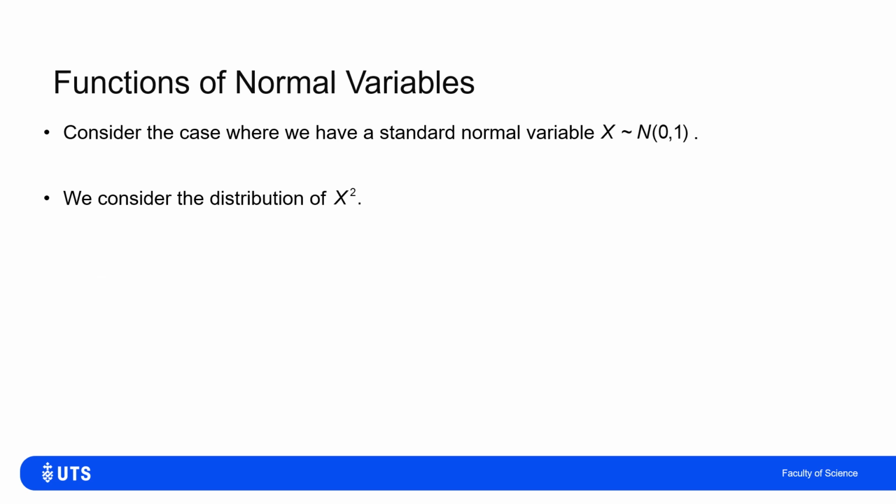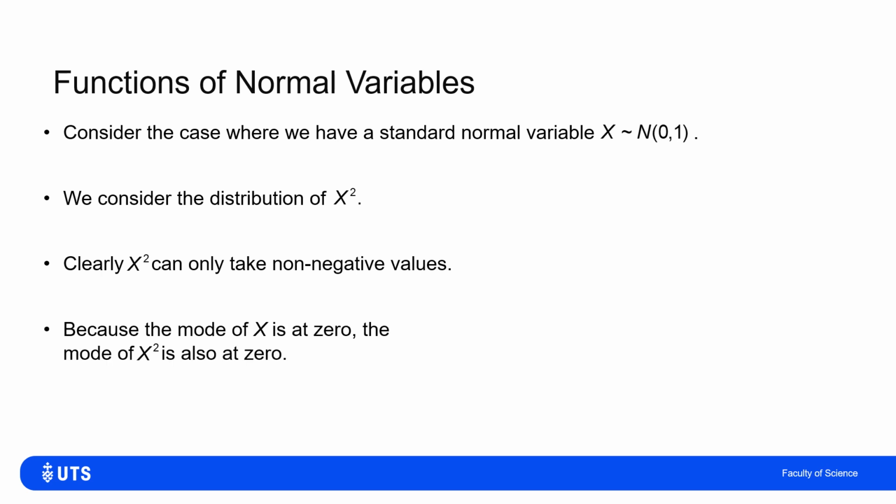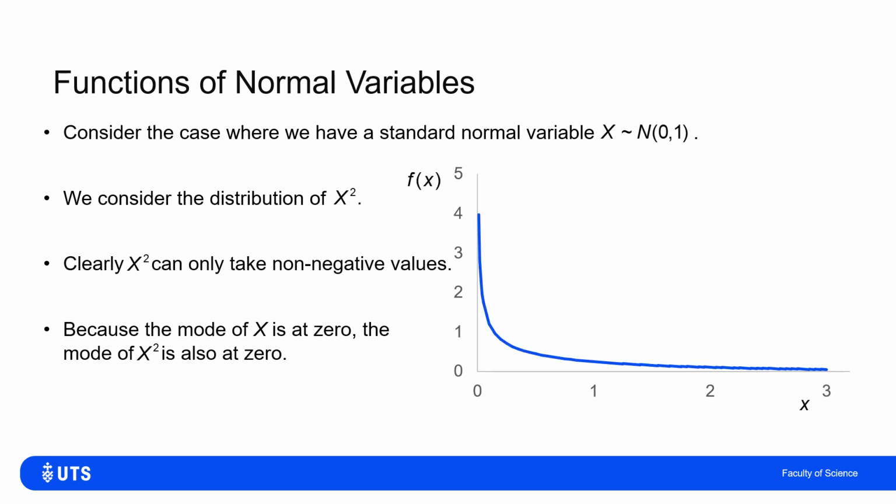Now before we start, we can do a few things. Well, x can take any real number, so its square can take any non-negative real number. The most likely value, the mode of x, is 0. So if I square it, the mode of x squared should also be at 0. It'll look something like this.